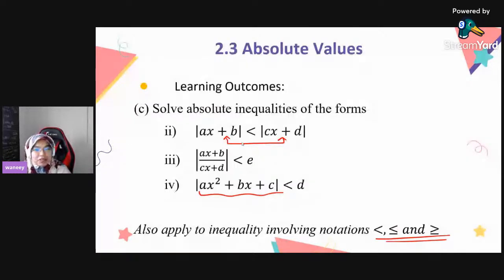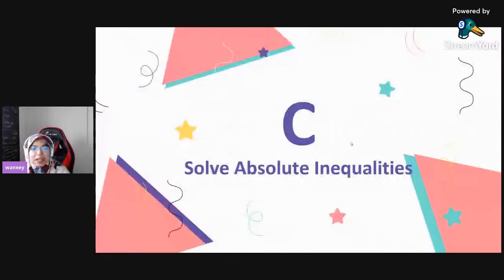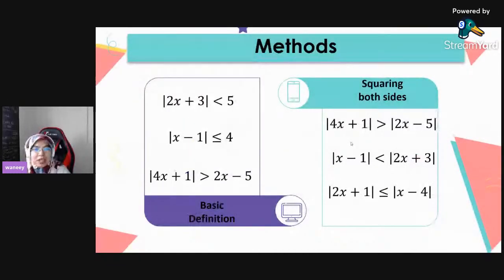Okay, so now let us do a bit of recap on what we have learned yesterday. So I told you yesterday that we have two methods to solve absolute value. You can either use the basic definition or you can use squaring both sides. But what I told you yesterday is that for squaring both sides, I normally use them when I have two absolute value. So one left, one right hand side. So for example, these two over here, one absolute value on the left, another absolute value on the right hand side. So that is basically when I use squaring both sides. So basic definition will be used whenever I only have one absolute value.